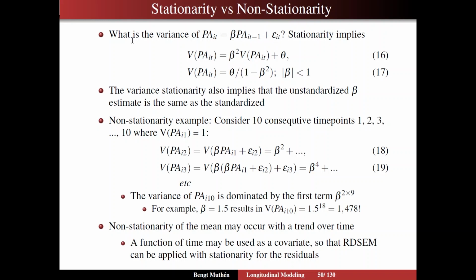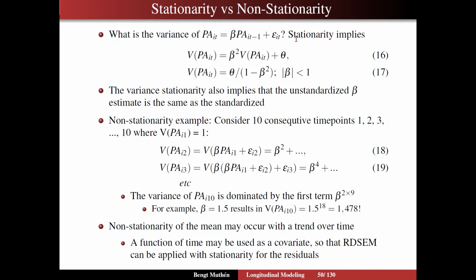Now, we can ask, what is the variance of that expression? Well, it's the variance of the first part plus the variance of the second because they're uncorrelated. But what is the variance of the first part? What's the variance of PA at t minus 1? Well, here, that's not easy to say.